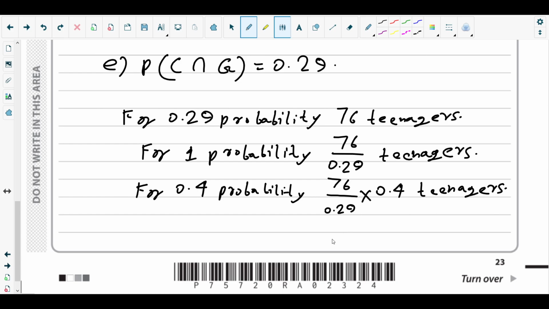So what would be the value? 76 over 0.29 times 0.4 is basically 104.827, something like that. So we can round it up to say 105 teenagers. Okay, going outside, teenagers, that's fine. So that's the number of teenagers who do not play Scrabble in this youth club.